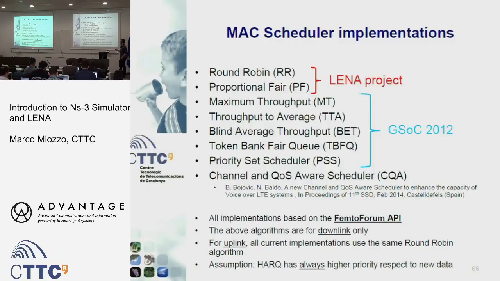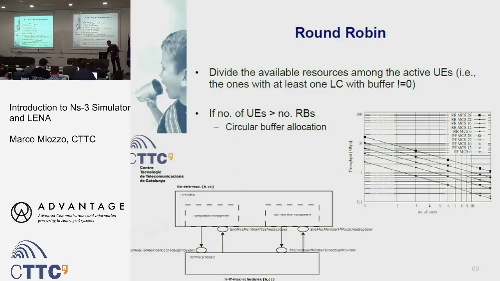A few assumptions: these are downlink implementations. In uplink, we always implement round robin, because we have not been interested right now in uplink performance, even though there are a few uplink scheduler implementations, but they are not integrated. And also, as I told you before, BLER has a higher priority with respect to the transmission of new data.